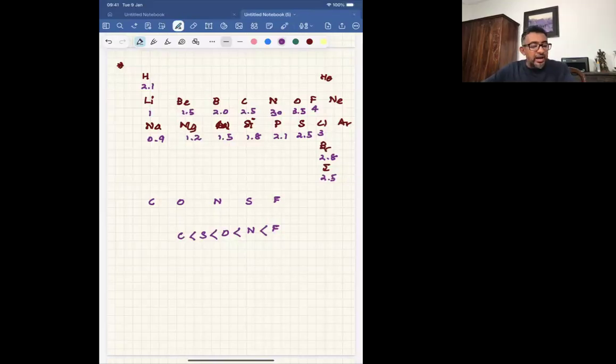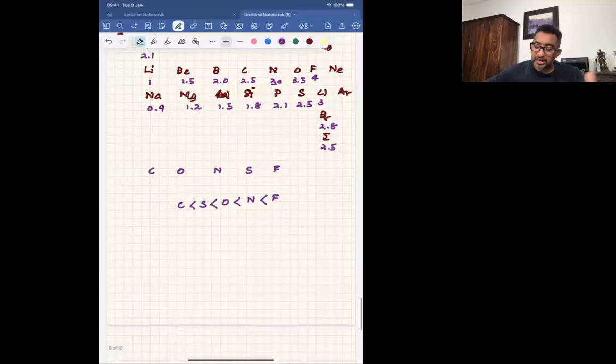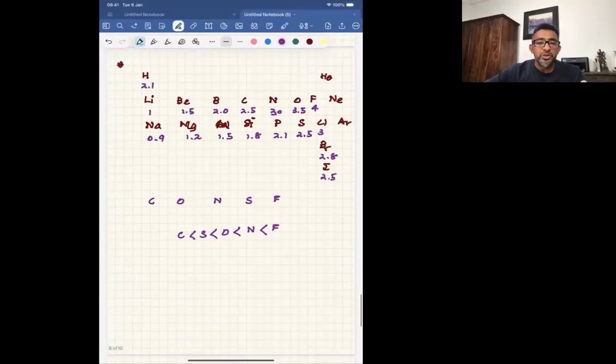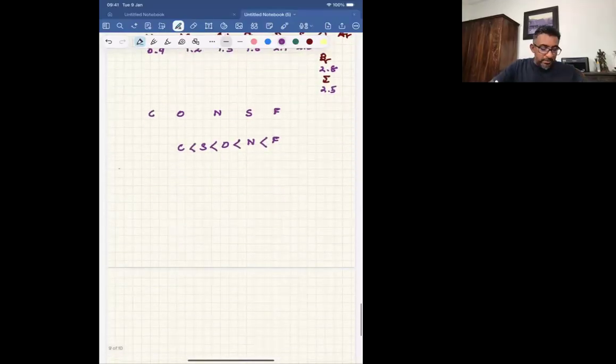If you get this data, I think you should be able to arrange this. I'm not going to spend a lot of time, because I've been through these numbers. It's a matter of arranging these numbers. If you look at nitrogen and chlorine, chlorine is slightly more electronegative. Right. Let's go to question number 3.